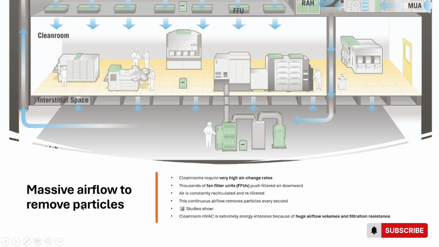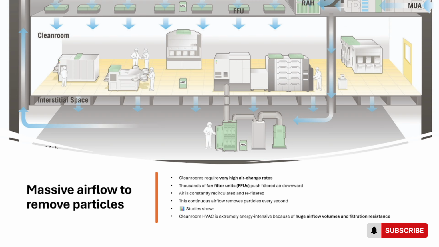Massive airflow to remove particles. Here the shocking part is that clean rooms don't just need clean air, they need a huge volume of clean air. Thousands of fan filter units push air from the ceiling downward in a smooth flow. This airflow pushes particles to the floor, removes contamination instantly, and keeps tools and wafers clean. That's why we use massive airflow systems in semiconductor fabs, and this happens 24 by 7. That's why the fab HVAC ducts are enormous.